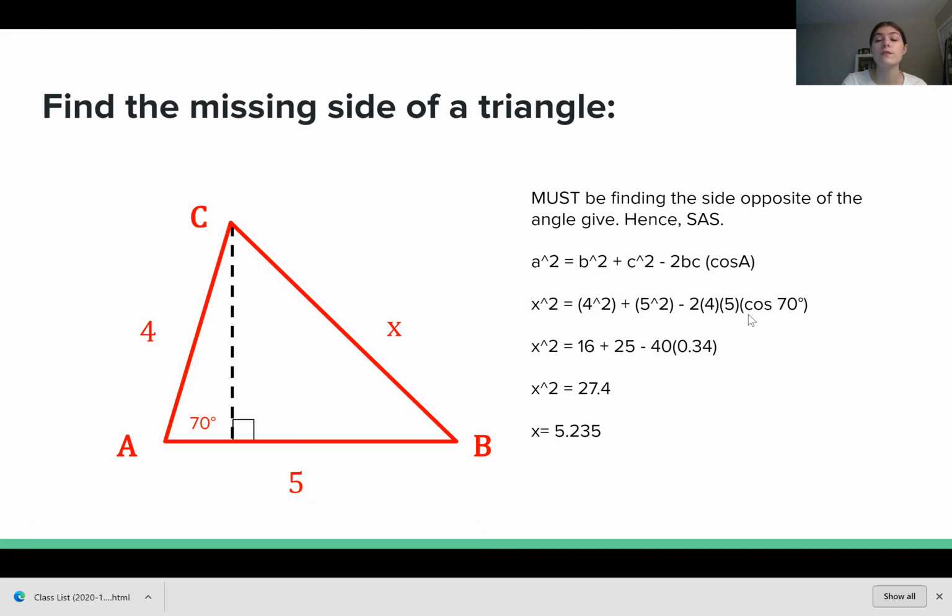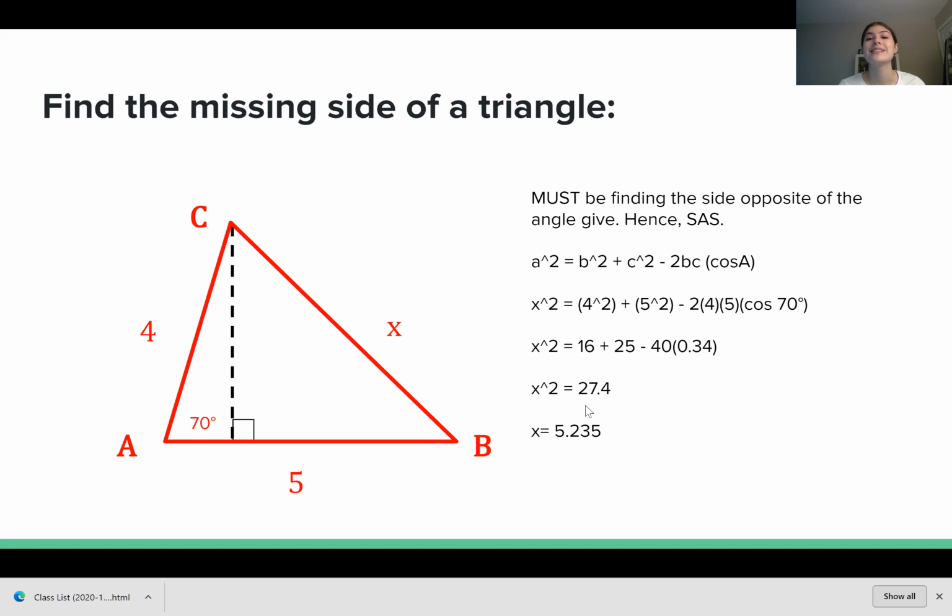If you're feeling confident putting 4 squared plus 5 squared minus 2 times 4 times 5 times cosine of 70 into your calculator in one go, that's fine. If not, we're going to break it down a little bit more. So x squared equals 4 squared, which is 16, plus 5 squared, which is 25, minus 2 times 4 times 5, which is 40, times the cosine of 70, which is 0.34. That might be a little bit easier to plug into your calculator. Once you do that, you'll get 27.4.